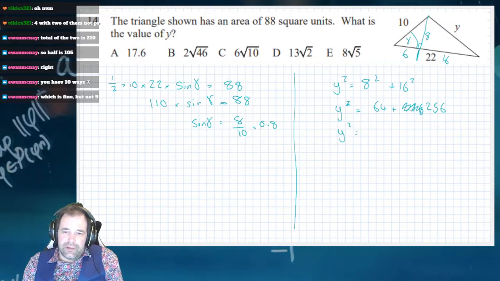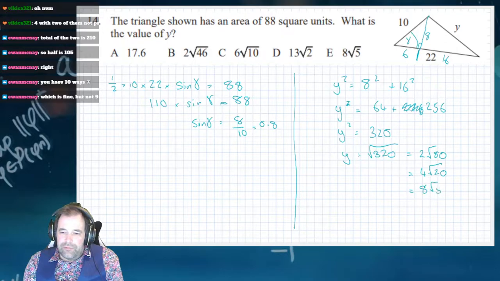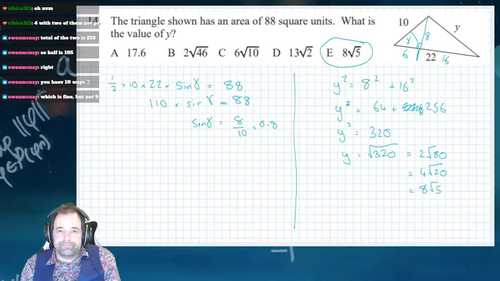y squared is 320. So y is the square root of 320, which will simplify because there's a 32 there. So this is going to be 2 root 80. And that's going to be 4 root 20. And that's going to be 8 root 5. Yeah, I made that harder than it needed to be.